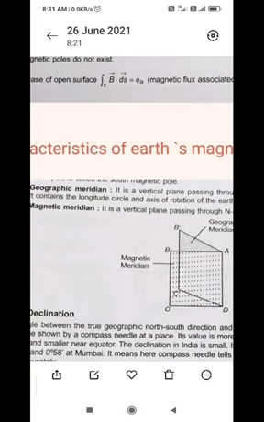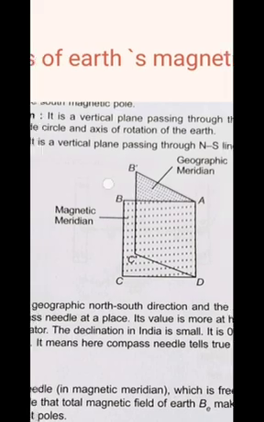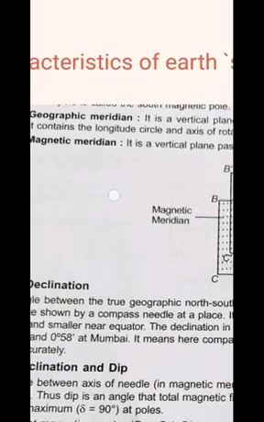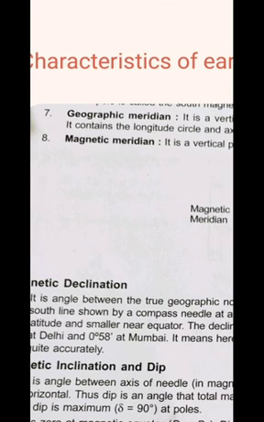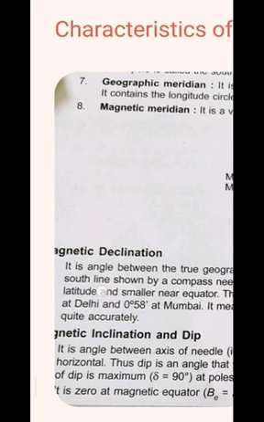Characteristics of Earth's magnetic field. We know that Earth is considered to be a huge bar magnet, and it has its own field. The presence of the field can be felt when we suspend a bar magnet, it always points in the north and south direction. Now we have three important elements: geographic meridian, magnetic meridian, angle of declination, and angle of inclination or dip.